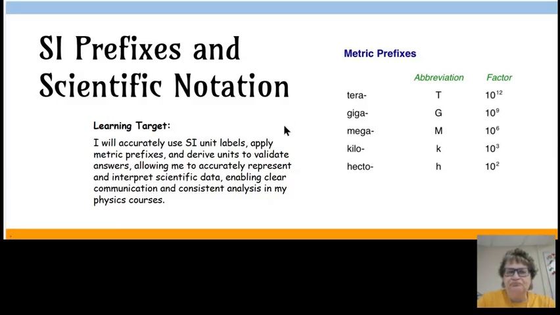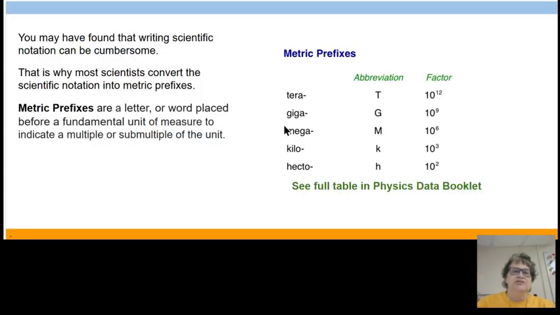So we talked about what SI prefixes are, what the main ones are. We're now going to talk about prefixes. Again, sometimes scientific notation gets to be a little bit too much. So instead of actually writing in scientific notation, we're going to write the numbers using prefixes. You may have found that writing scientific notation can be cumbersome, and then I talked about how we're going to use prefixes.